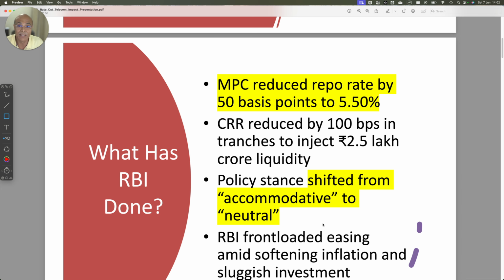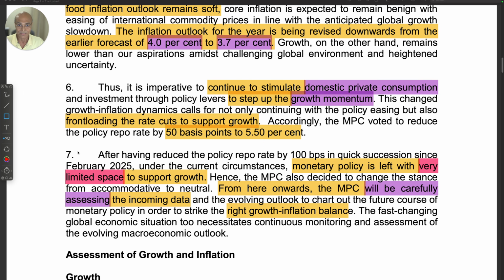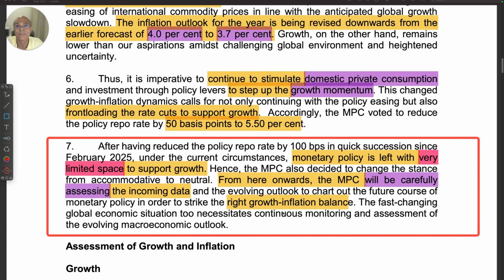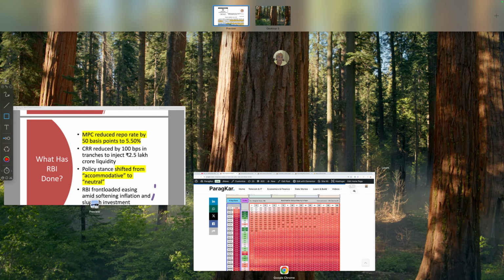Right? It is clear if you look at the governor's statement, and I'm going to show you the governor's statement. This is very important to look at. It says that after reducing the policy repo rate by 100 basis points in quick succession since February 2025, under the current circumstances, the monetary policy is left with very limited space to support growth. So from now onwards, MPC will be careful in assessing the incoming data and will take action based on it. So this paragraph is very, very important in the governor's statement. See, the governor's statement of 6th of June 2025, right?